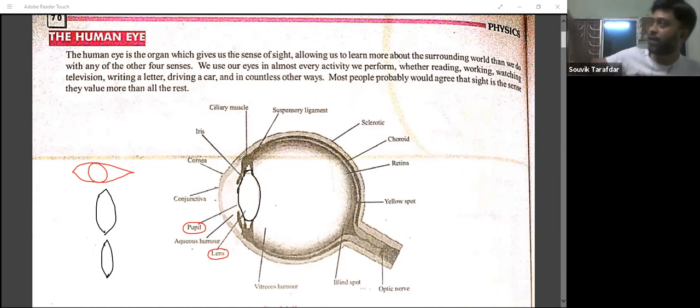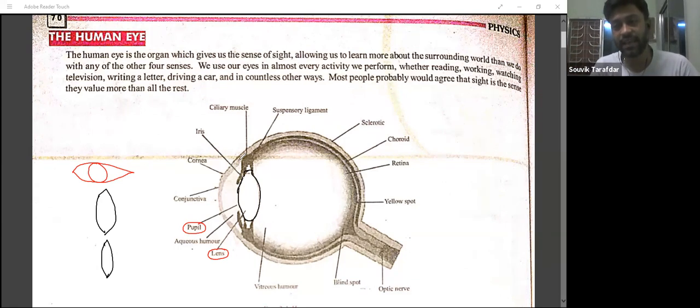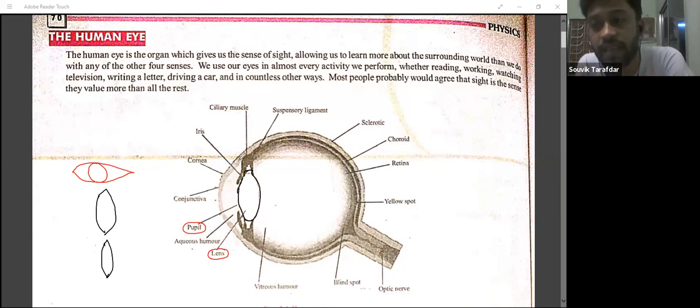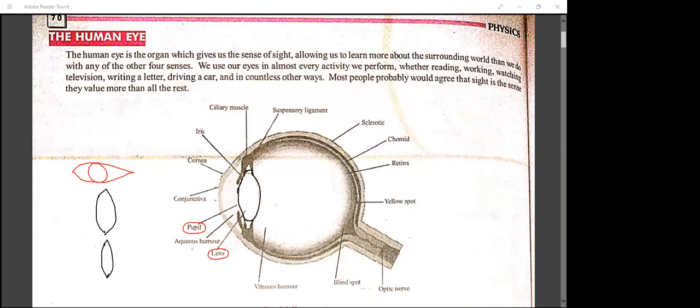But when we see far away, suppose from our window we are watching the outside scenery, or in a hilly area we are looking at the mountains, when the distance is more, at that time our lens will become thin like this. Why? Because those things are far away. To see them, the power of our lens should be less. Understood or not? Am I clear? Yes, sir. Great.